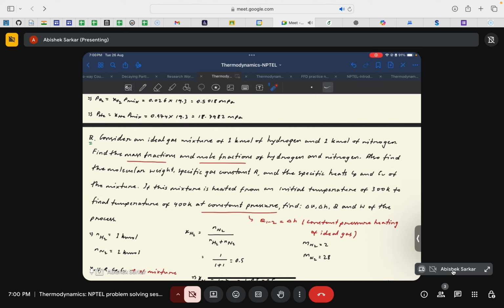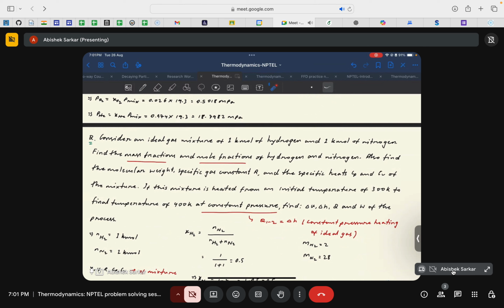So the question is, consider an ideal gas mixture of 1 kilomole of hydrogen and 1 kilomole of nitrogen. Find the mass fractions and the mole fractions of hydrogen and nitrogen. Also find the molecular weight, specific gas constant R, and the specific heat Cp and Cv of the mixture. See, everything is coming back, like why we had to do all those derivations, because they are asking you to find the properties for the mixture rather than the individual properties. Individual you can easily find, so they are asking you to find the properties of the mixture. So that's why it's important to know how to find these from the individual gas components.